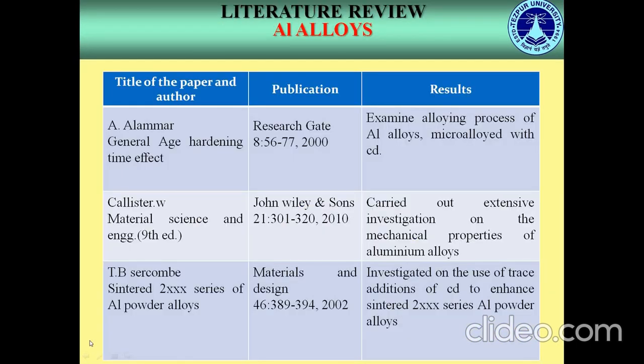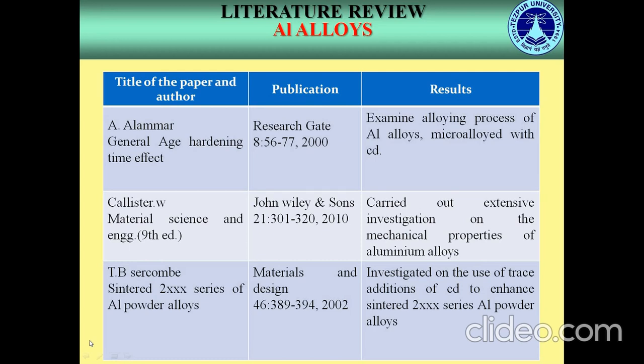Hello everyone, myself Balwant Singh and I will continue the slides. Take the reviews on aluminum alloys. Titles of papers and authors, publications and results. First is A. Almar, Age Hardening Time Effects. Publication: Engineer, ResearchGate, 2000. Results: examine the alloying process of aluminum alloy microalloyed with cadmium.